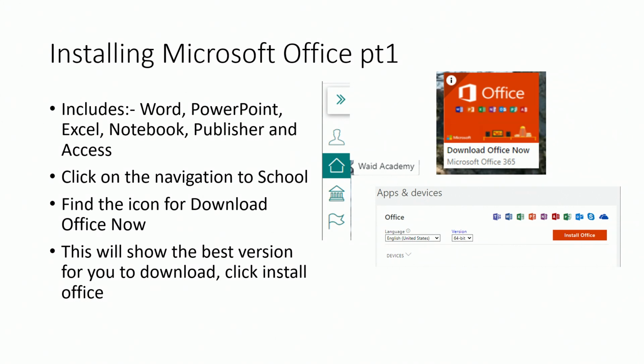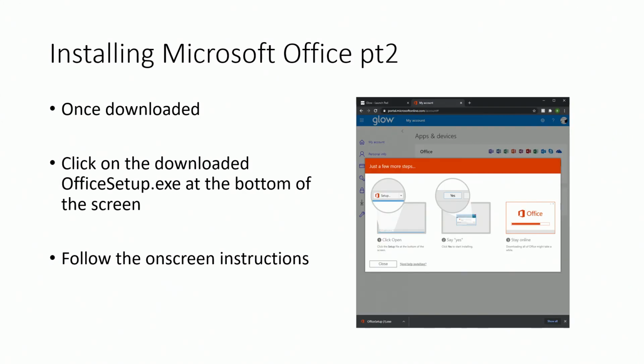Click Install Office. Your page should now show something similar to this. Once the file is downloaded, it should say Office Setup.exe at the bottom of the screen. Follow the on-screen instructions. When it comes to signing in, you will need to use your Glow username, but at the end you also need to use @glow.sch.uk.